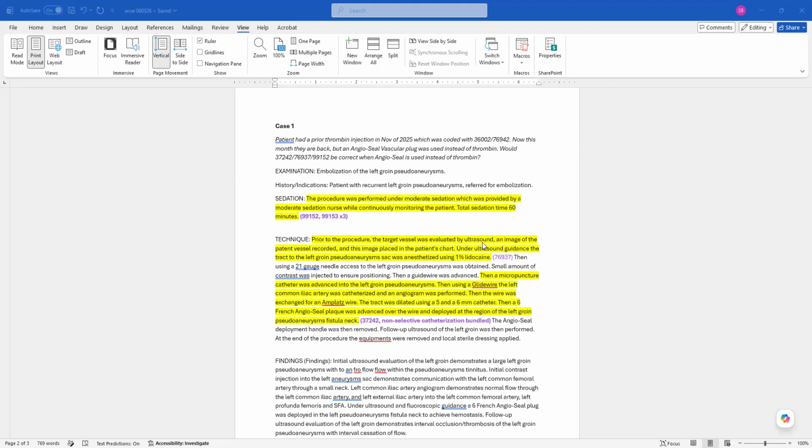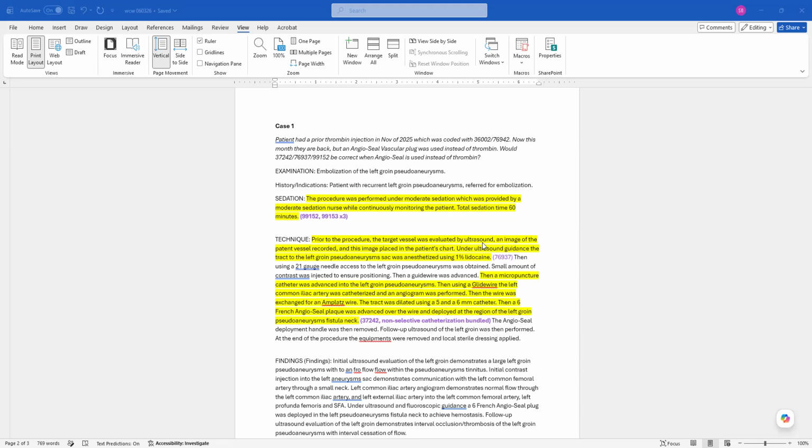And then it mentions that, using a glide wire, the left common iliac was catheterized and an angiogram was performed. So if we're still on that left side, we're still going to be at that non-selective catheterization position. And what we're going to see in a moment is that the embolization is going to take place with that angioseal. And with our embolization codes 37241 through 37244, non-selective catheterization is going to be bundled with those codes. So we don't have anything for the catheterization.